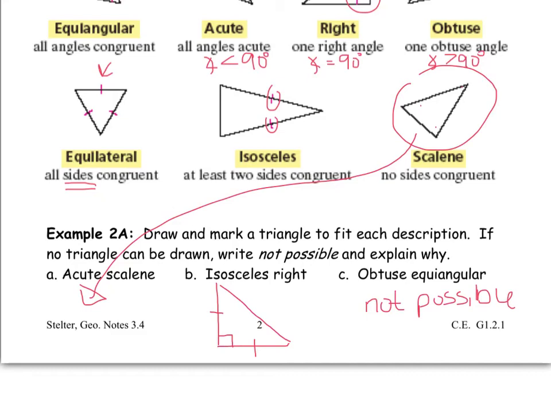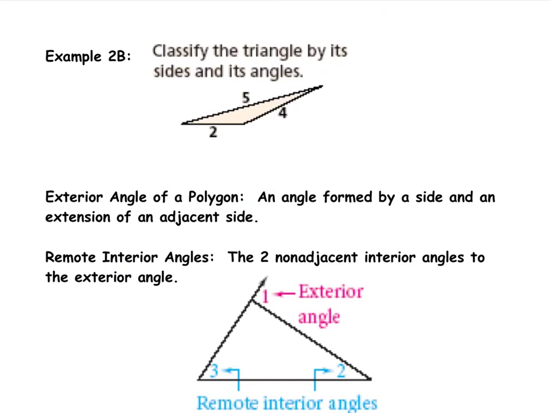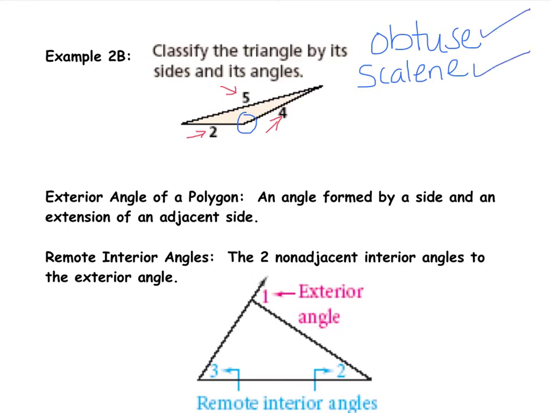Remember, I'm going to keep going. You guys can pause and fill in. All right, classify this triangle by the sides and its angles. When you look at this, you notice none of the sides are the same. So you should be screaming to yourself, scalene. And by angles, you see this obtuse angle right here, so it's got to be obtuse scalene. So that's the classification by angles and by sides.